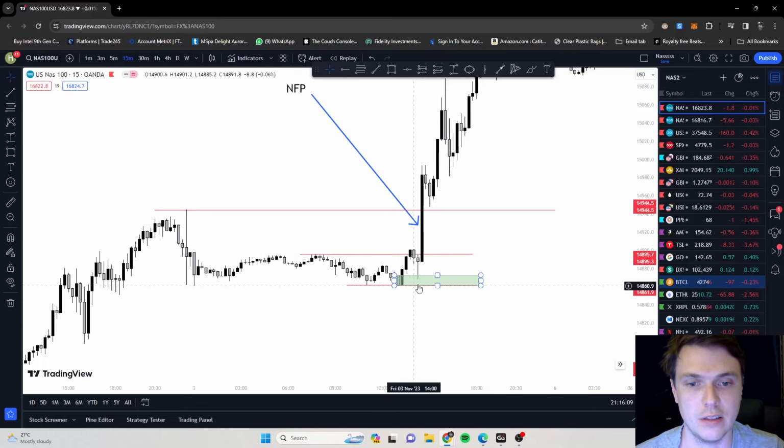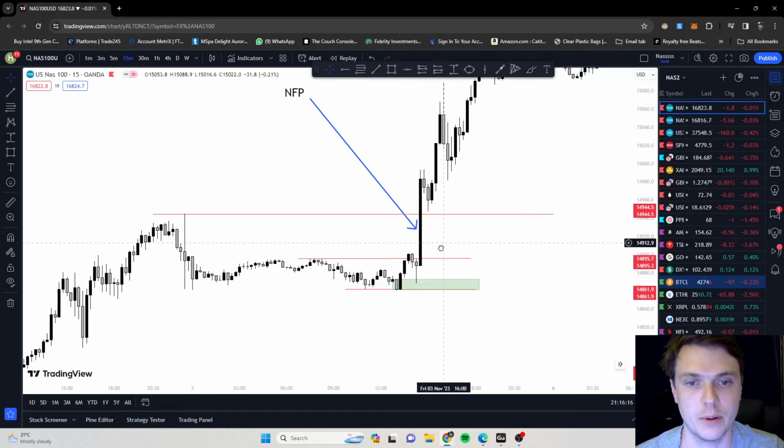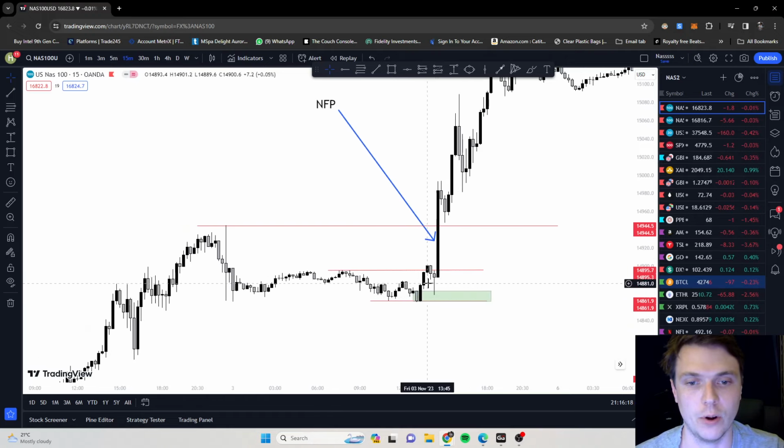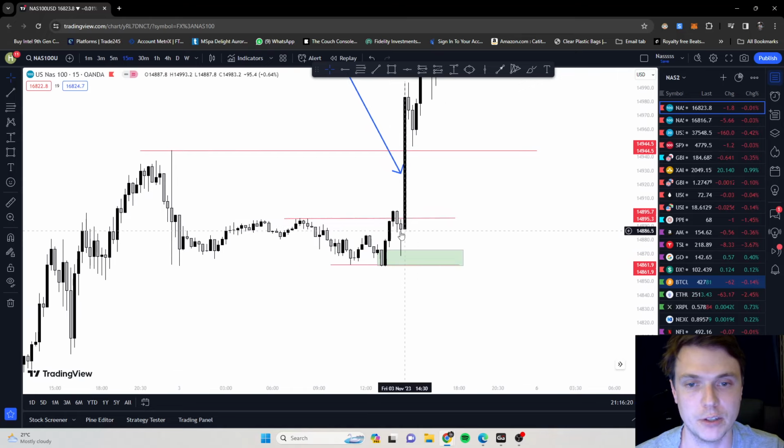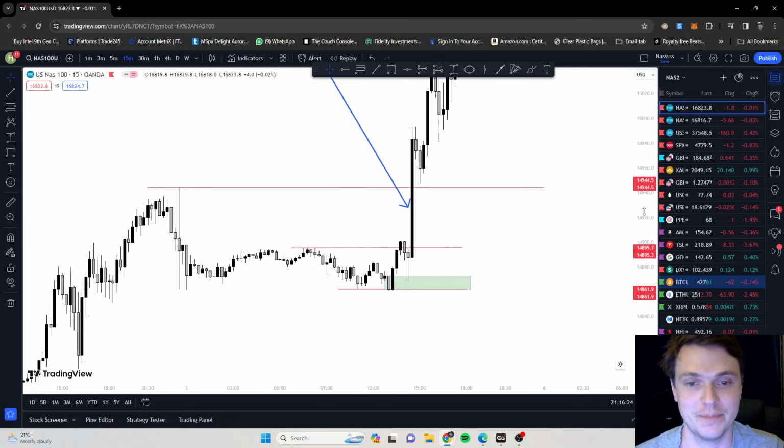And there you can see the order block retest just before NFP. And you can safely place your buys, knowing that it already took out the bottom and the top. And it already did an order block retest. That is probably the best trade you can see in terms of a news trade.